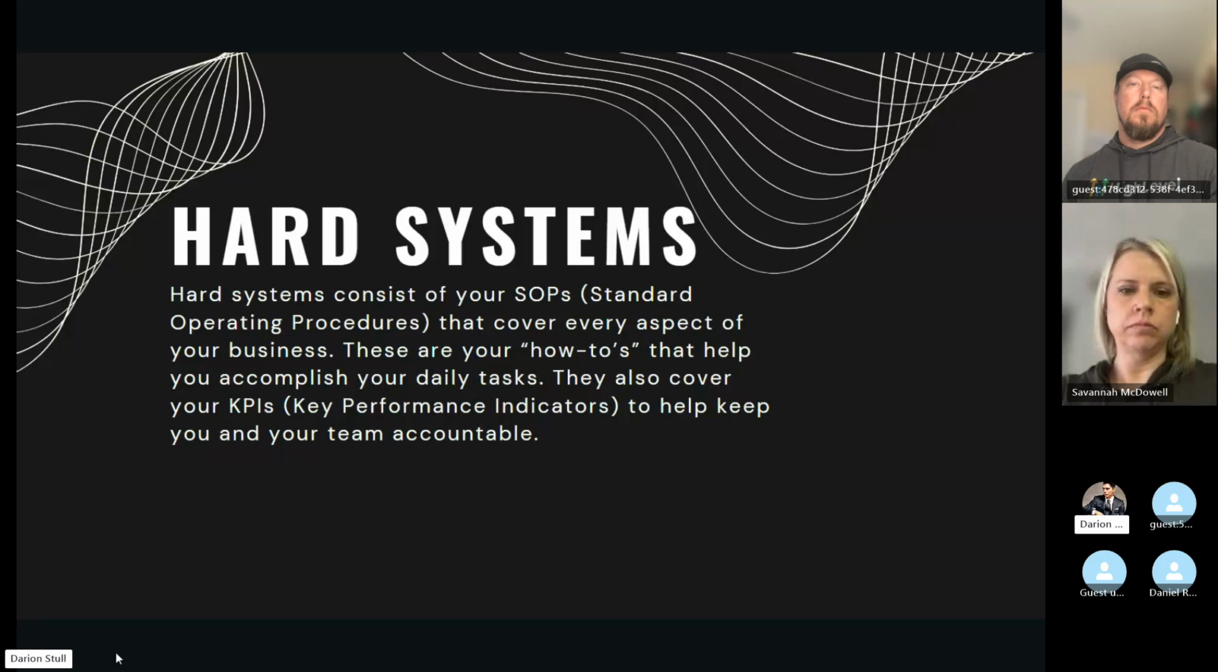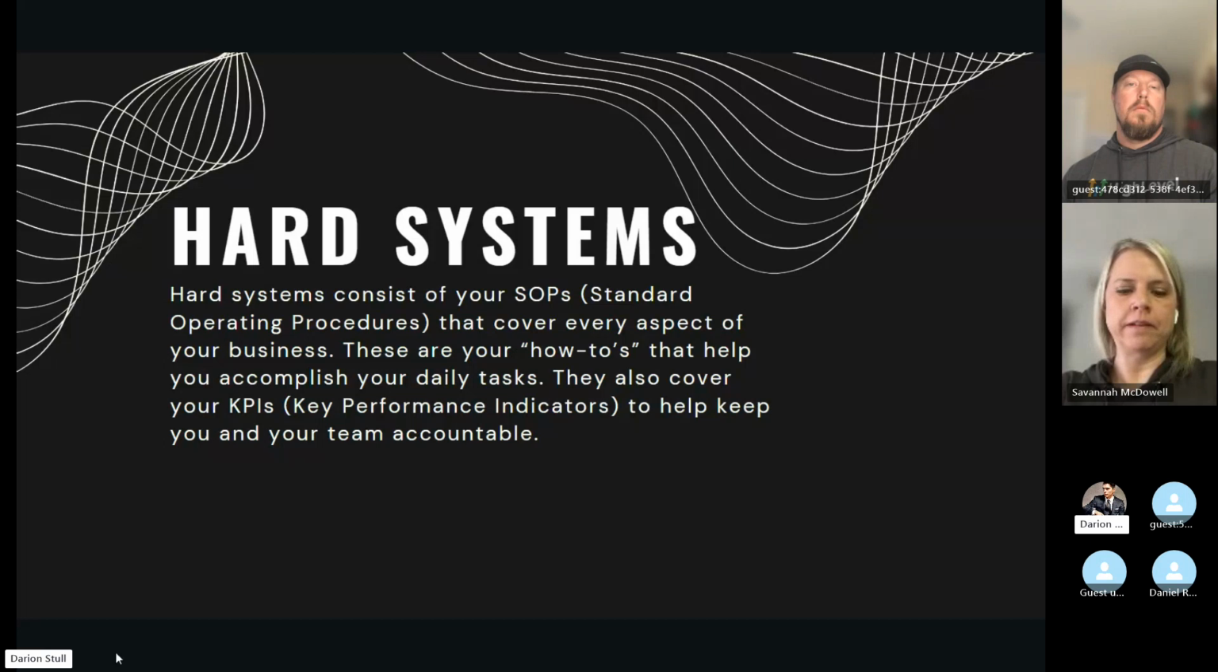How to upload a contact to the CRM, how to write up an offer, how to send the offer out. Like every process and every little step within your business, there should be an SOP that everybody's able to essentially abide by and follow. So your hard systems are really, really key. And this is also going to help you determine what kind of KPIs you need.